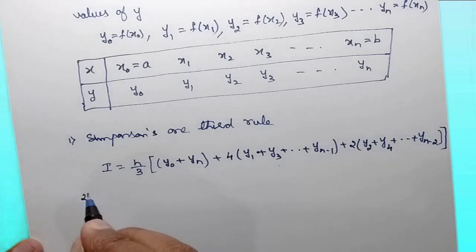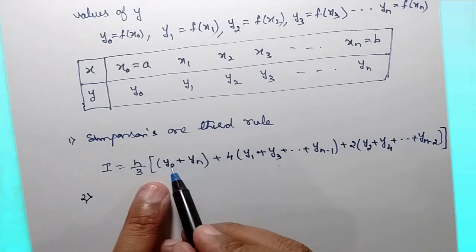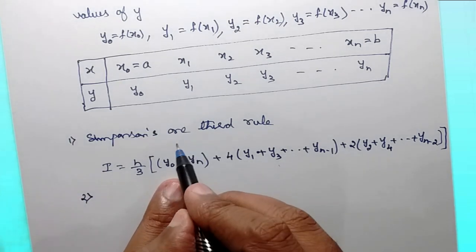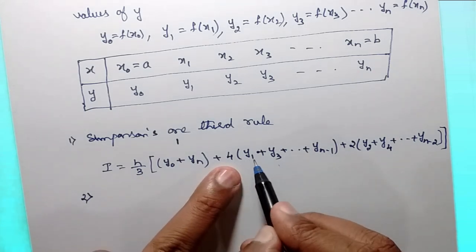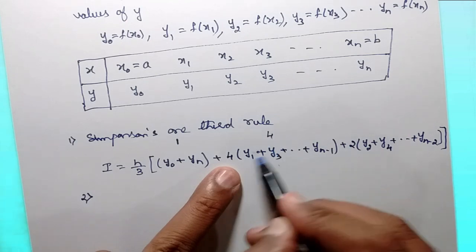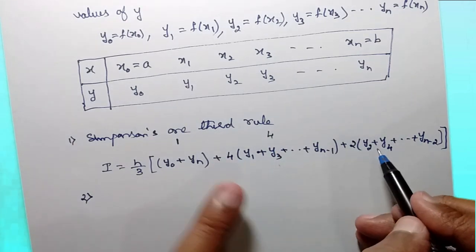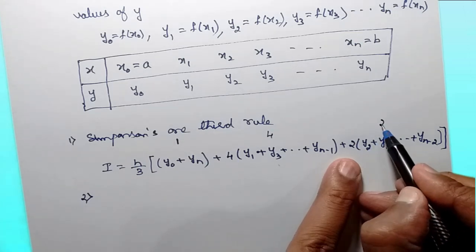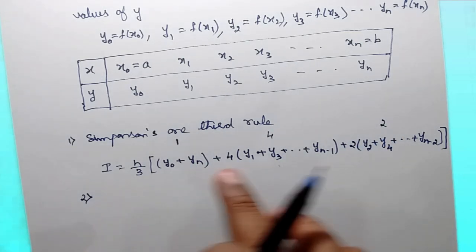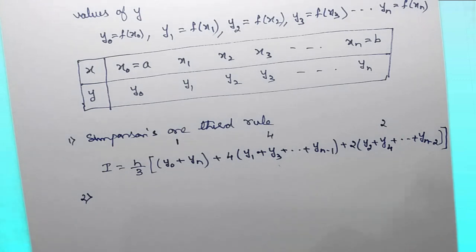Similarly, if you look at the coefficients, y0 plus yn occurs 1 time. These odd subscript values y1, y3 come with 4 times. Here, these even subscript values come with 2 times. So 1, 4 and 2. Just a technique to remember the formula that I am telling you.